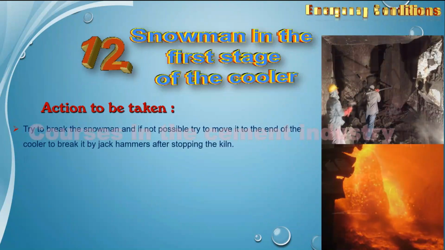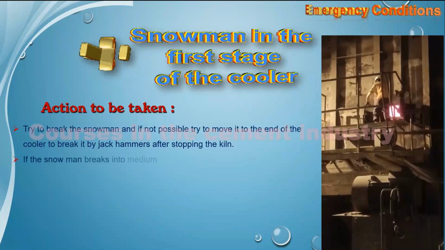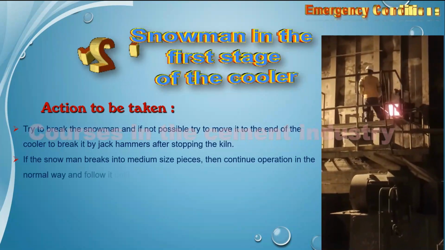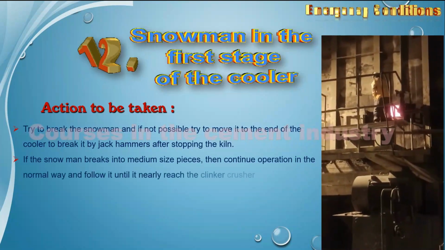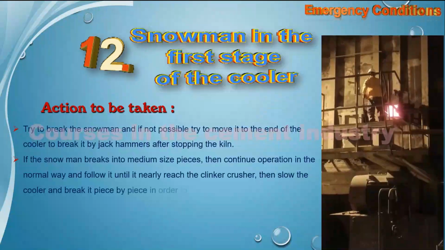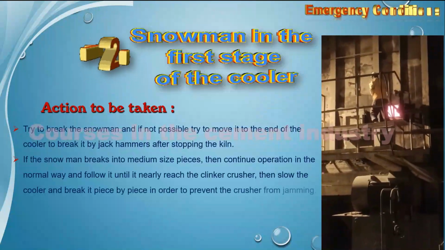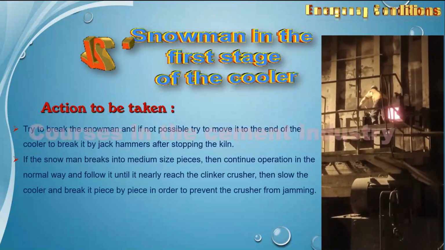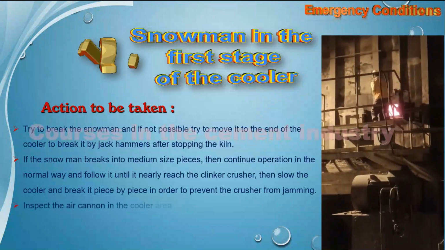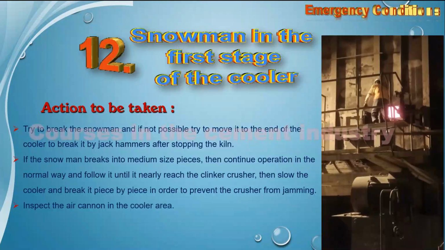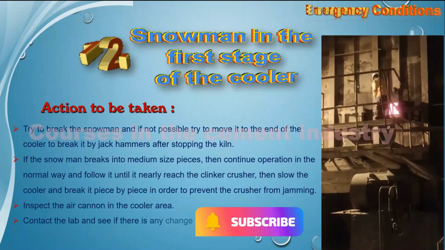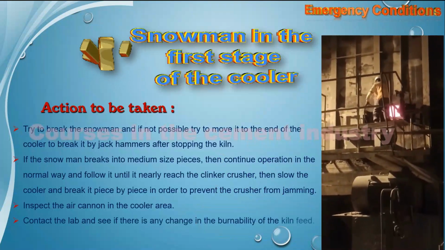2. If the snowman breaks into medium-size pieces, then continue operation in the normal way and follow it until it nearly reaches the clinker crusher. Then slow the cooler and break it piece by piece, in order to prevent the crusher from jamming. 3. Inspect the air cannons in the cooler area. 4. Contact the lab and see if there is any change in the burnability of the kiln feed.